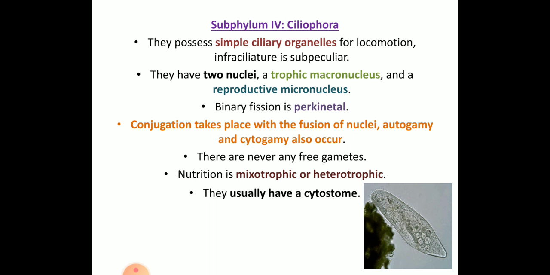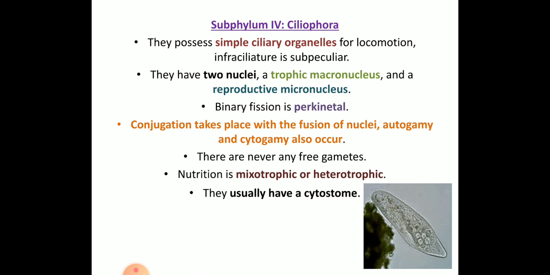This is the last subphylum, that is Ciliophora. They possess simple ciliary organelles and they have two nuclei, the trophic macronucleus and the reproductive micronucleus. And binary fission takes place by prekinetal division. There it was interkinetal, but here prekinetal. After the interphase, conjugation takes place with the fusion of nuclei, and they show autogamous and cytogamous conditions. They also have free gametes, nutrition is mixotrophic, and they usually have the cytostome.